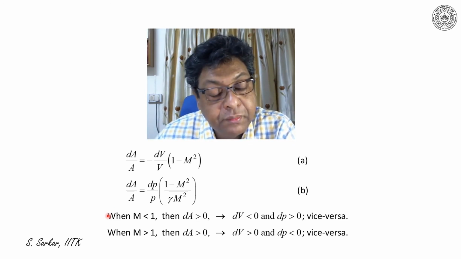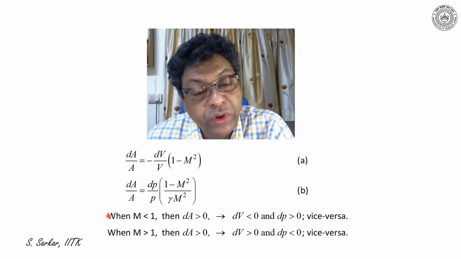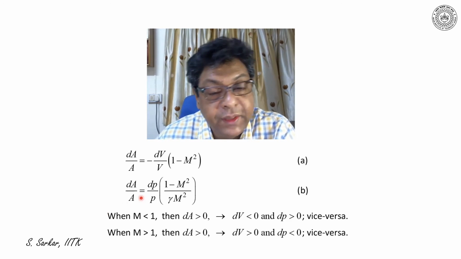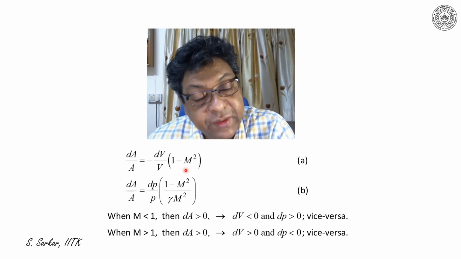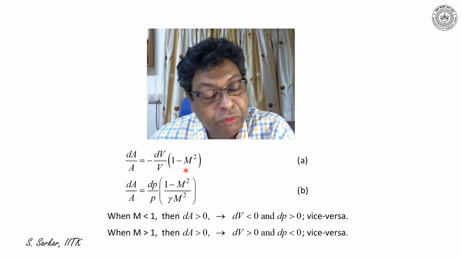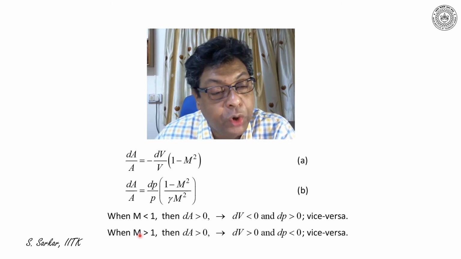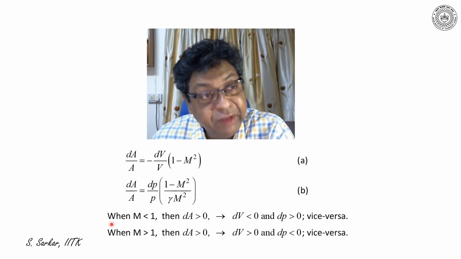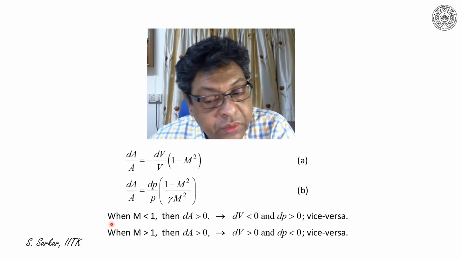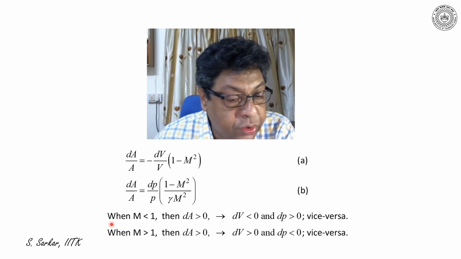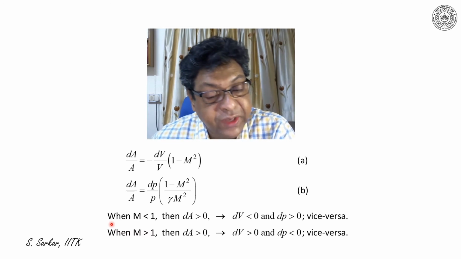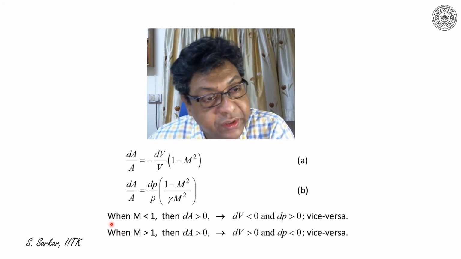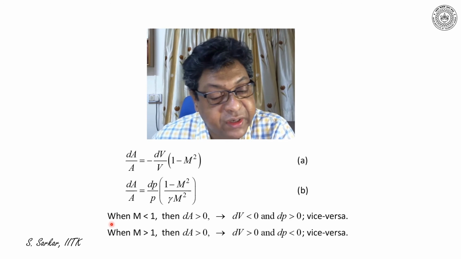When M is less than 1, that is, the flow is subsonic, then 1 minus M squared is positive. That is, when dA is greater than 0, dV is less than 0, and dP is greater than 0, and vice versa. That is, as area increases, velocity decreases, and thus the pressure increases.